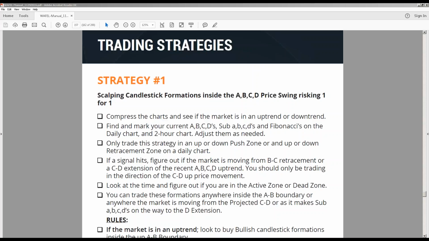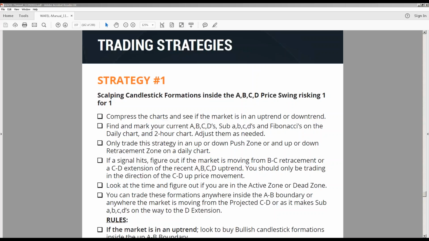Now look at the time and figure out if you're in the active zone or the dead zone. And you can trade these candlestick formations anywhere inside the AB boundary or anywhere the market is moving from the projected C to the D, or as it makes sub-ABCDs on the way to the D extension.